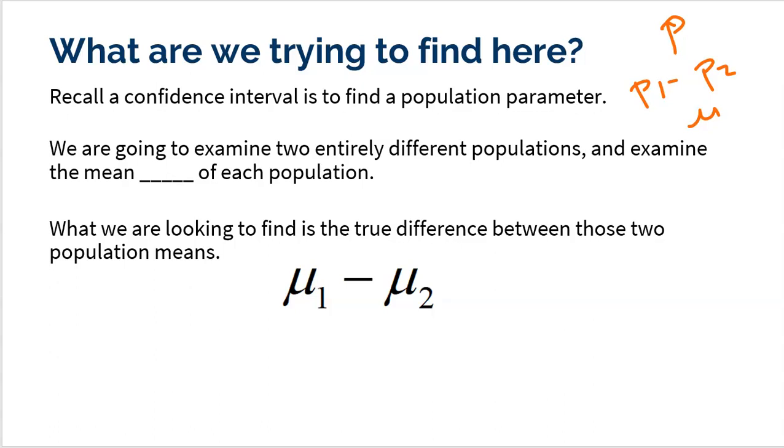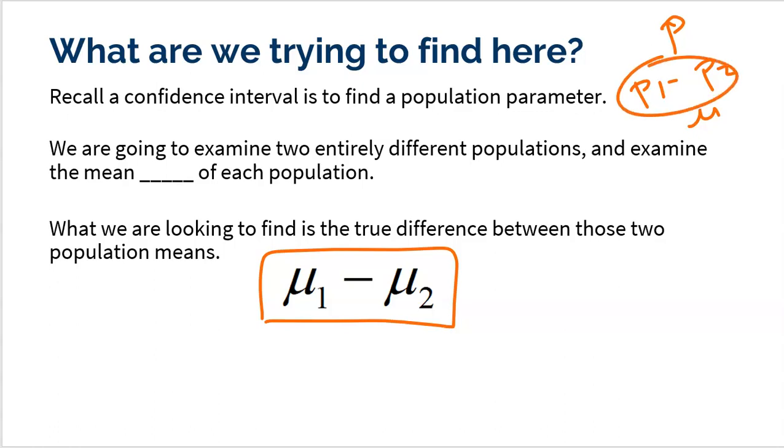So what we're looking to find here is the true difference between those two population means. Now I've discussed this way back when we talked about proportions, but the order you subtract does matter. Generically we're going to use ones and twos, but you have to understand that when you subtract two numbers, first and foremost, you only get a single number.